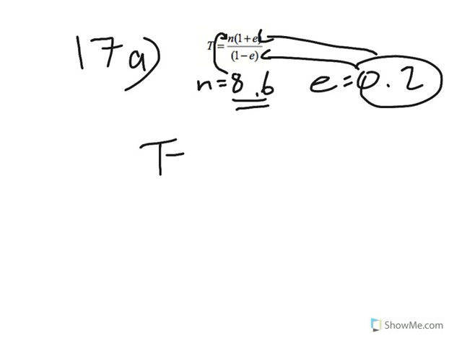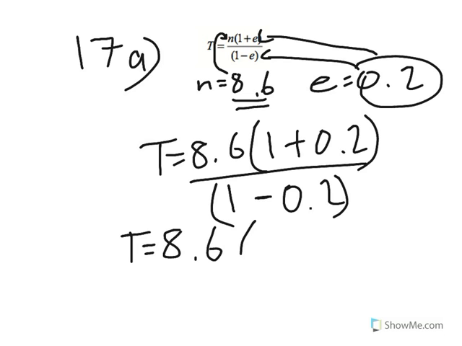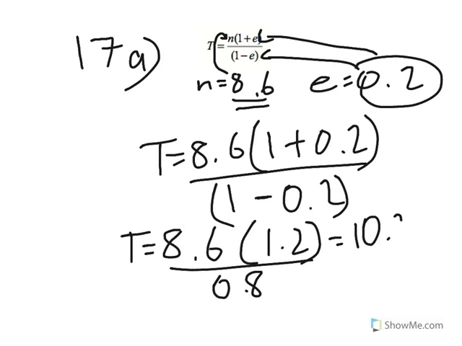So it becomes t is equal to 8.6 times (1 plus 0.2) over (1 minus 0.2). So you're going to get t is equal to 8.6 times 1.2 over 0.8, which is equal to 8.6 times 1.2, which is 10.32, and this is being divided by 0.8, and your final answer is going to be 12.9.